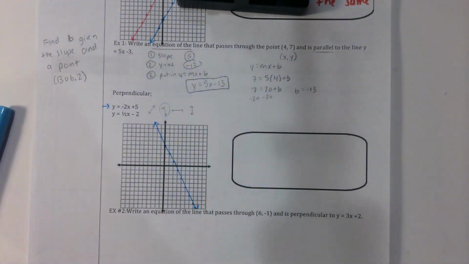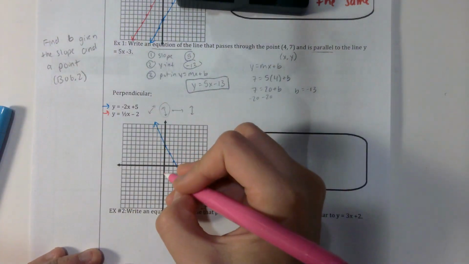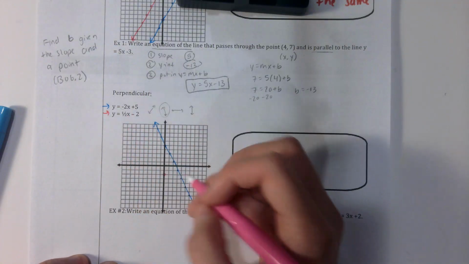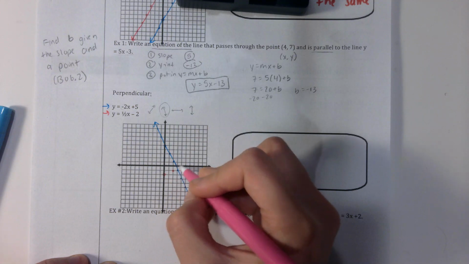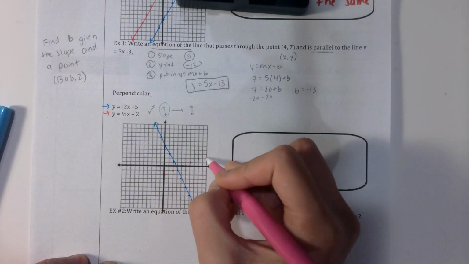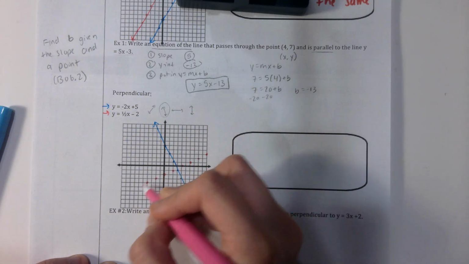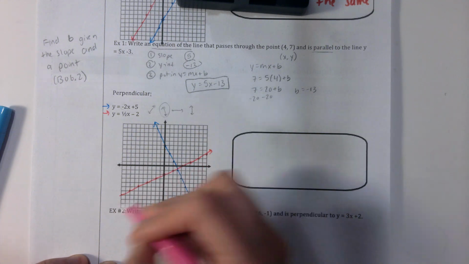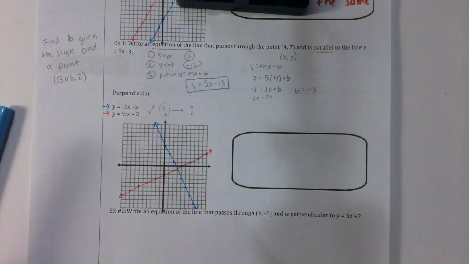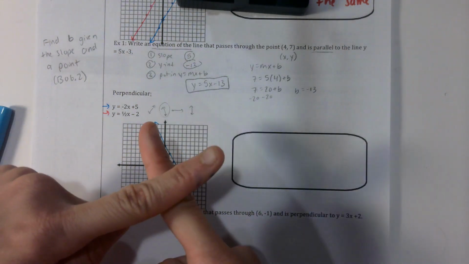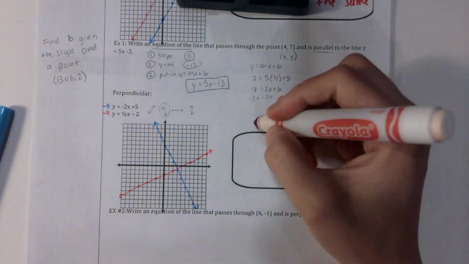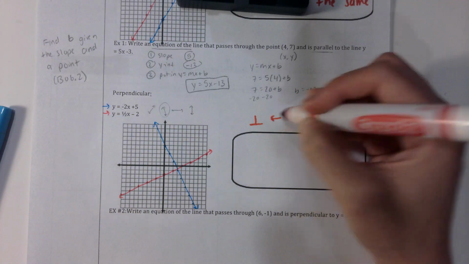All right, and then let's do this line. We start with our y-intercept. This one, rise over run is 1 over 2, so up 1 over 2, up 1 over 2, up 1 over 2. Find the pattern. Connect the dots. And if we look at these lines, they cross, and this is perpendicular. This is the symbol for perpendicular.